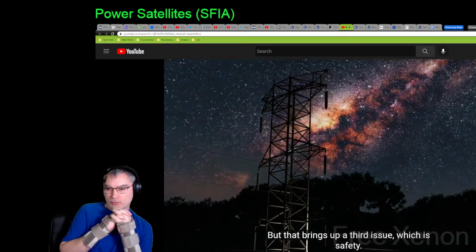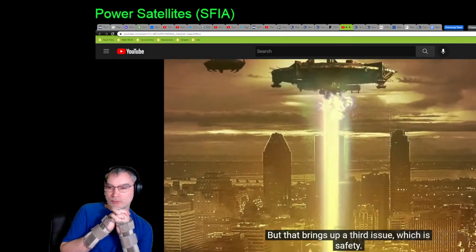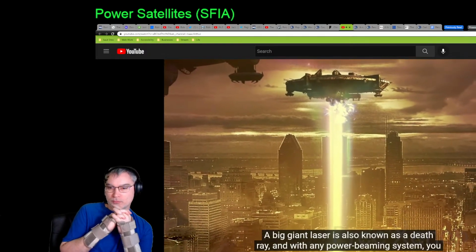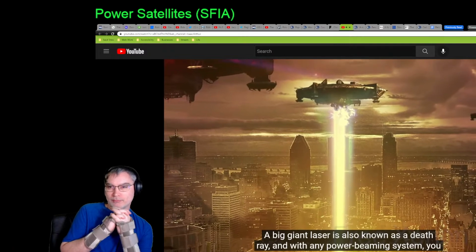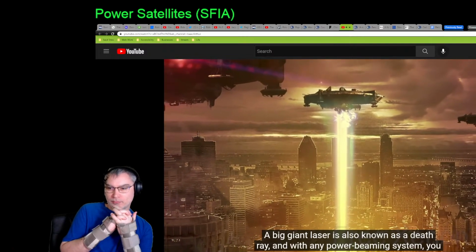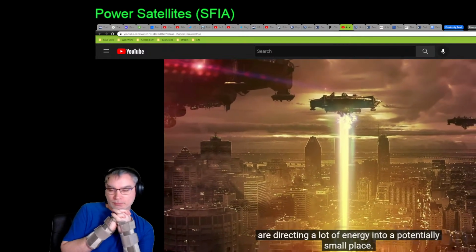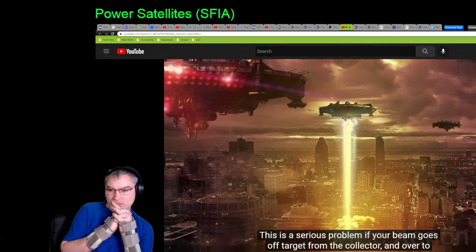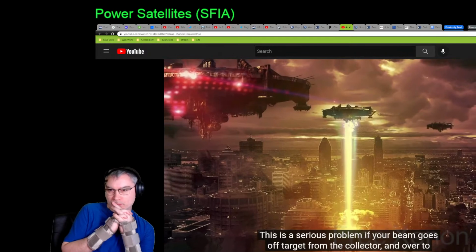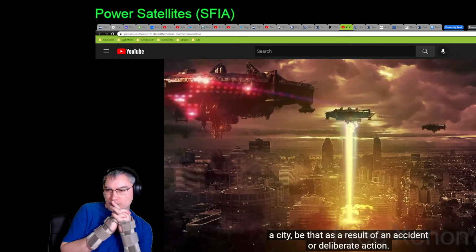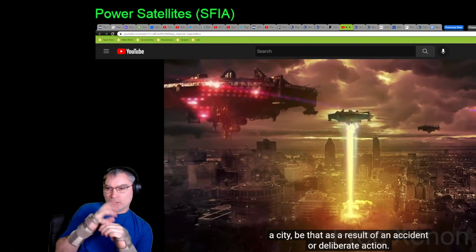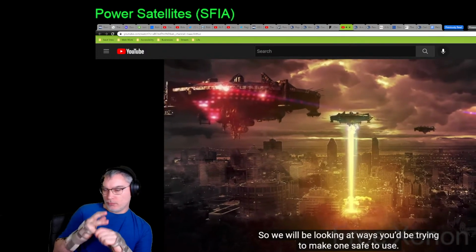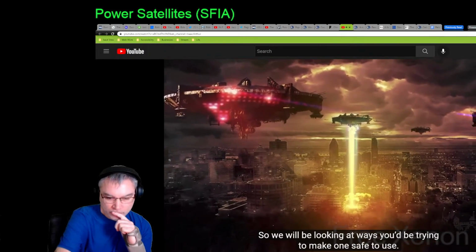But that brings up a third issue, which is safety. A big giant laser is also known as a death ray, and with any power beaming system, you are directing a lot of energy into a potentially small place. This is a serious problem if your beam goes off target from the collector and over to a city, be that as a result of an accident or deliberate action. So we'll be looking at ways you'd be trying to make one safe to use.